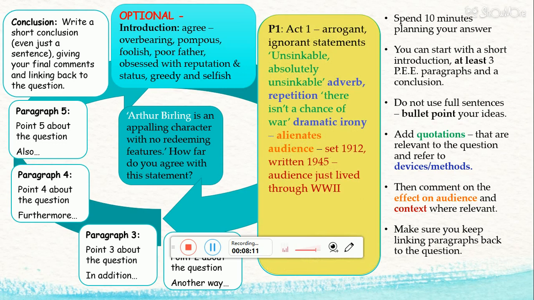And there are some suggestions here for paragraph 1 as well, and as you can see, I've included some quotations, some methods and devices that Priestley uses, how it might affect the audience, and suggestions for context. But they are very short bullet point notes. You won't have time to write more than that in your planning.